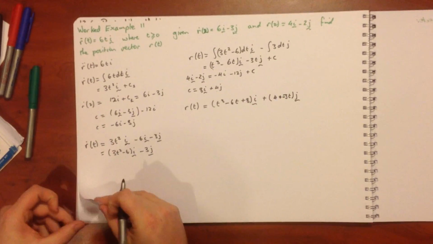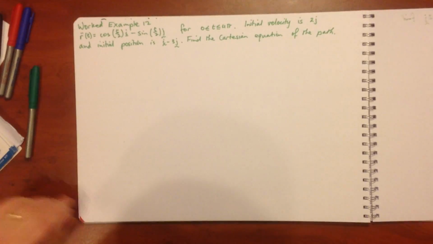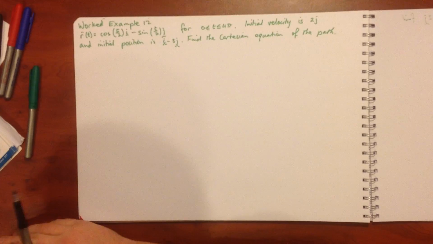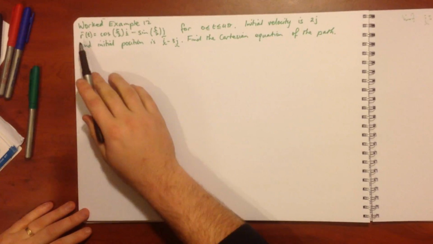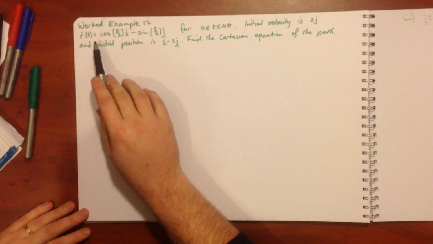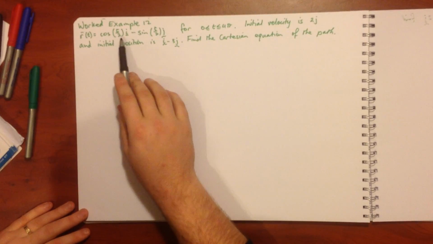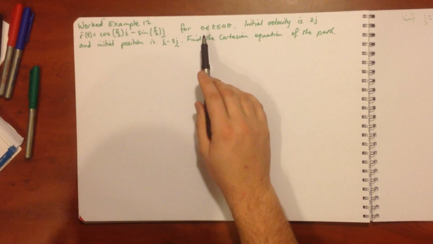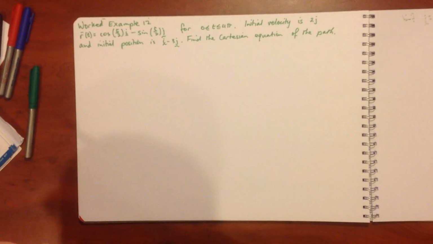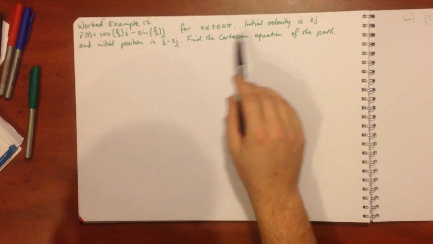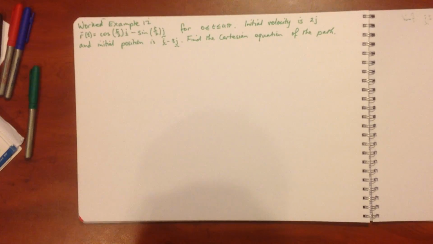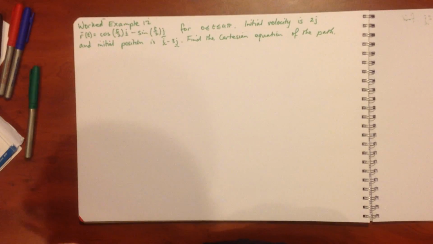So we've got one more to go, which is worked example 12. This time we're told that the acceleration vector of a moving particle is given by r double dot t equals cos of t on 2 i minus sine of t on 2 j. Okay, and we know t is between 0 and 4 pi. We know initially the velocity is 2j and the initial position is i minus 3j.